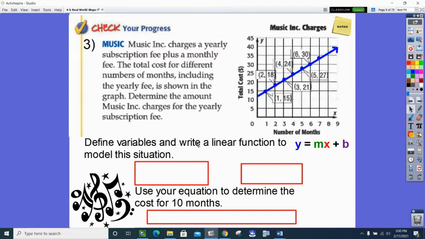We're going to define our variables, and we're going to write an equation. So first of all, we're going to have an X and a Y. So X is going to be, it's really easy off of a graph. It's the number of months, and Y is your total cost in dollars.